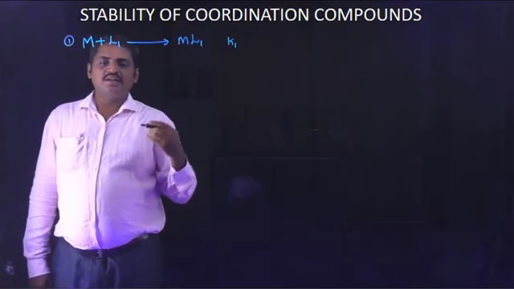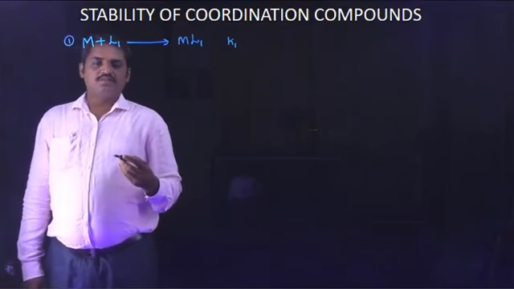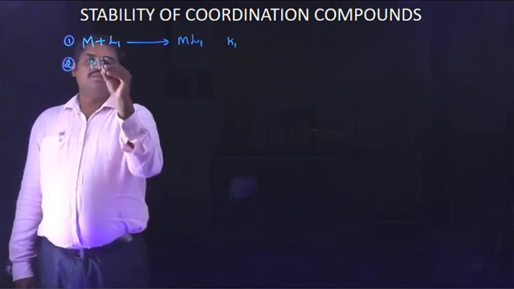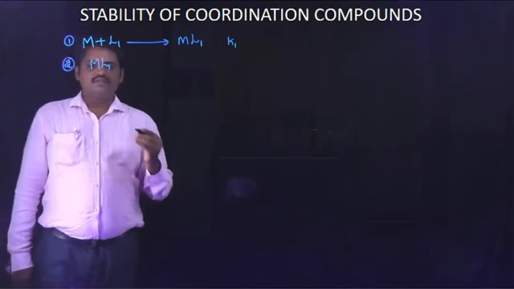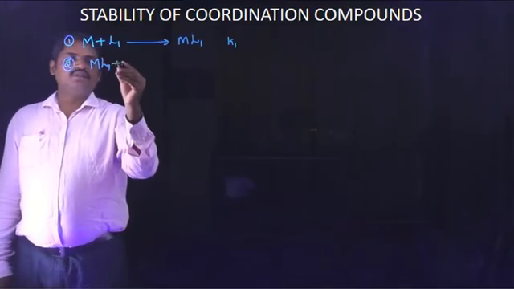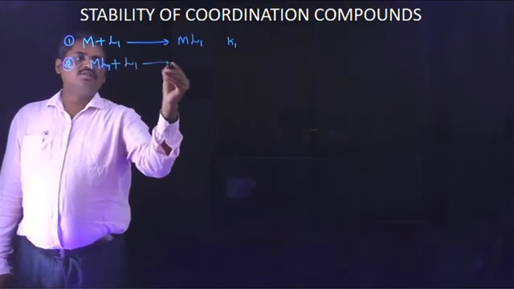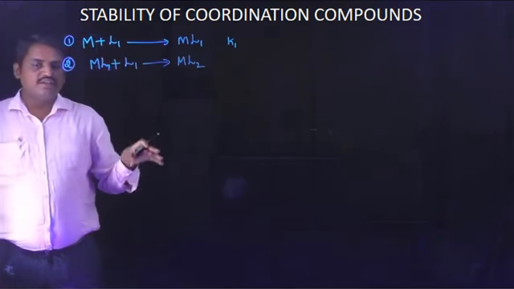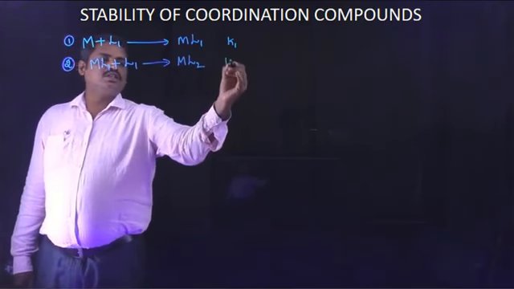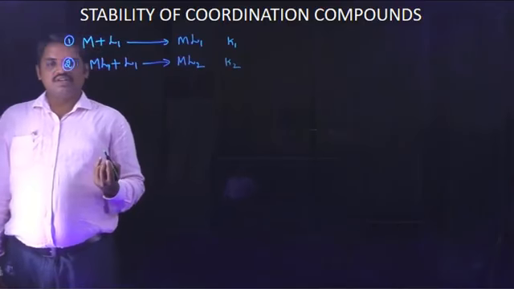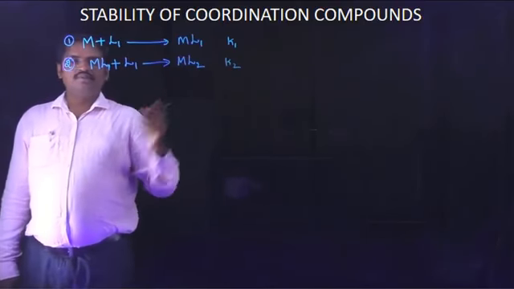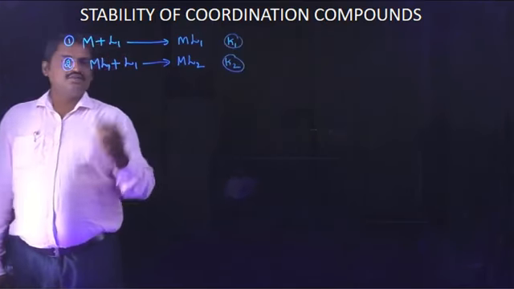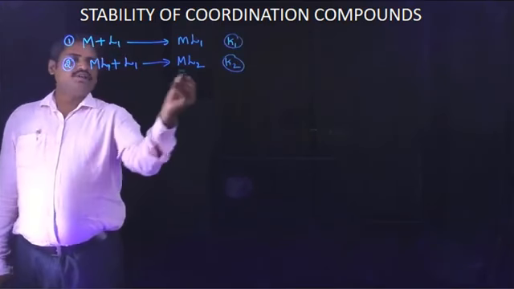Generally 4 ligands are involved in this process, so 4 reactions are possible. The monodentate ligand ML1, where M is the central atom and L1 is the first ligand, binds with another ligand to produce ML2, meaning the central metal atom is coordinated with 2 ligands. The equilibrium constant for this reaction is expressed as K2, and the first reaction is K1.